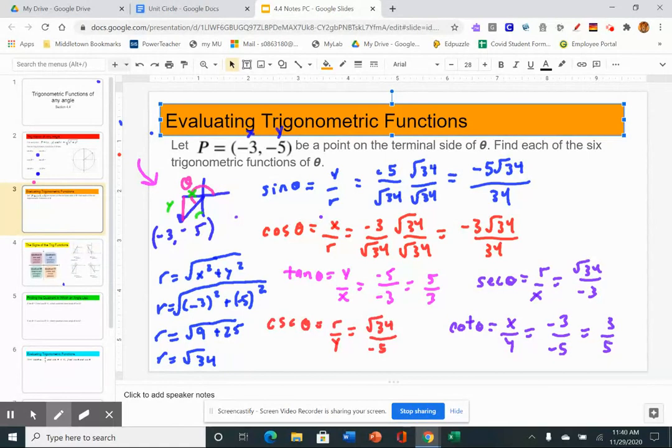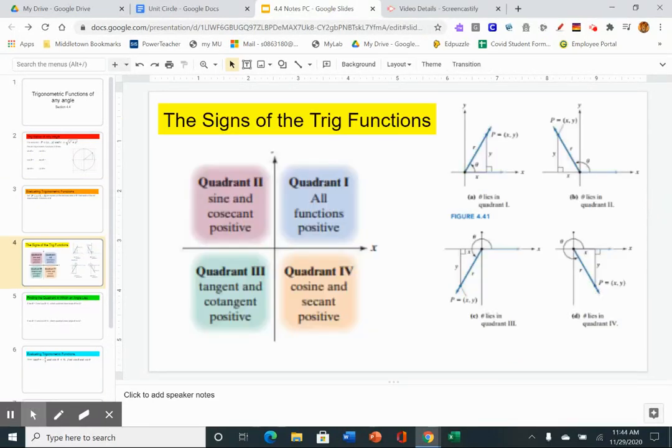Those are the 6 trig functions using any point. Make sure you draw that little image, and you're also going to have to find the radius. So that is how you answer this. All right, so now we're going to talk about the signs of the trig functions.